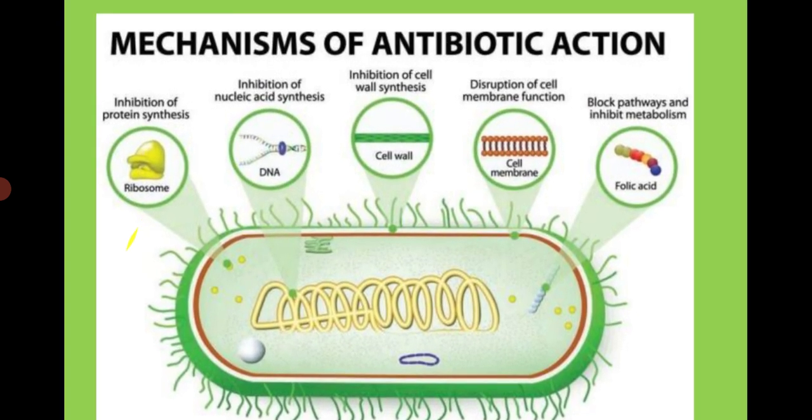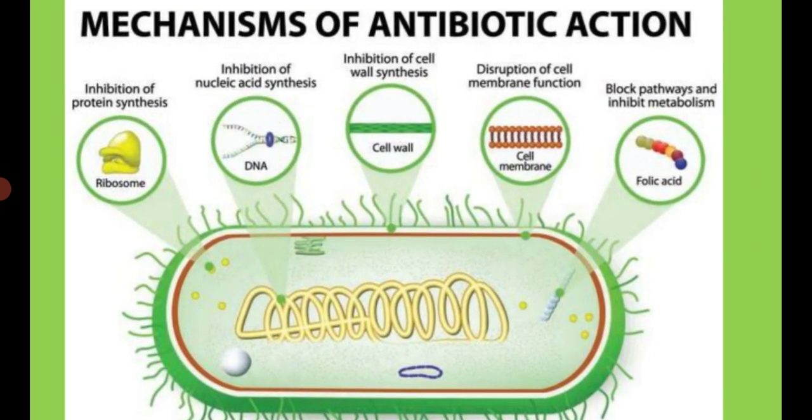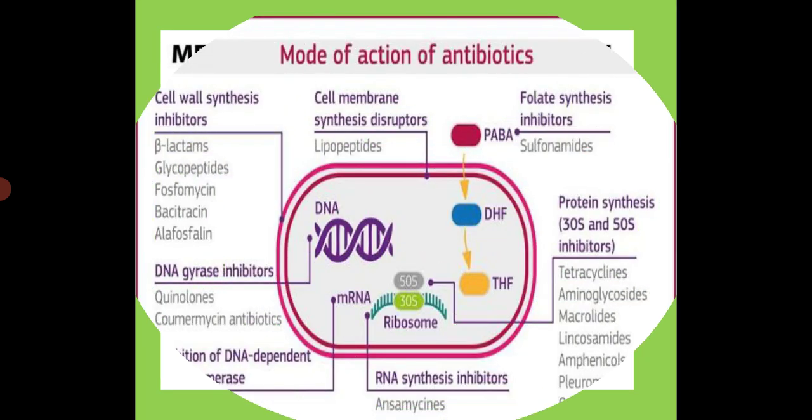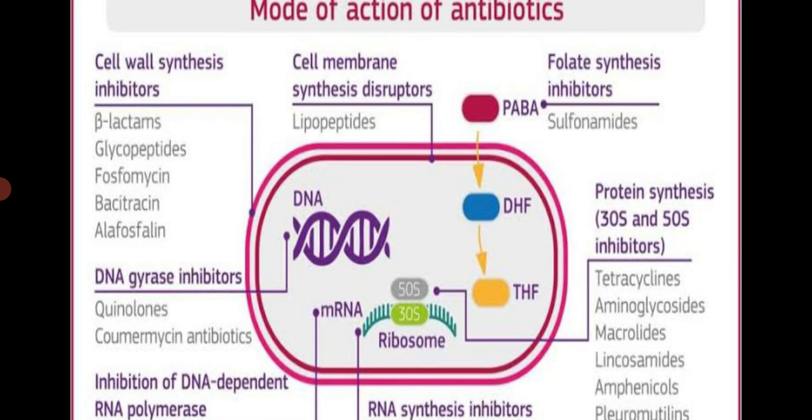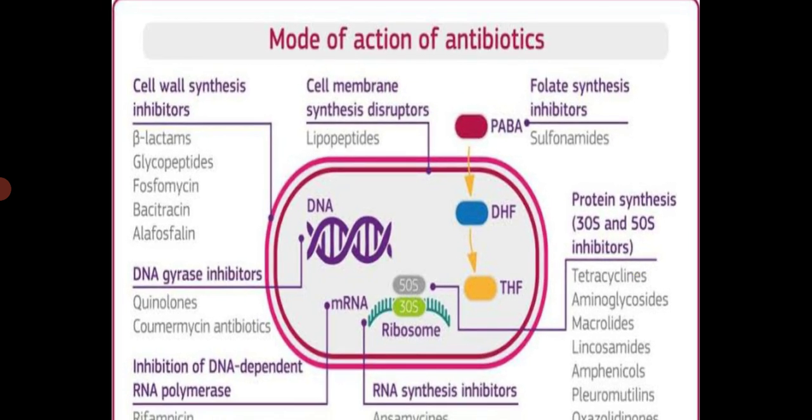Here in this image, the mechanism of antibiotic action is given in a typical cell. Some antibiotics can inhibit protein synthesis by binding to ribosomes. Some can inhibit nucleic acid synthesis, some inhibit cell wall synthesis, some can disturb cell membrane function, and some can block pathways which are useful for metabolism. Here in this image, some antibiotics are given and their mode of action is given.